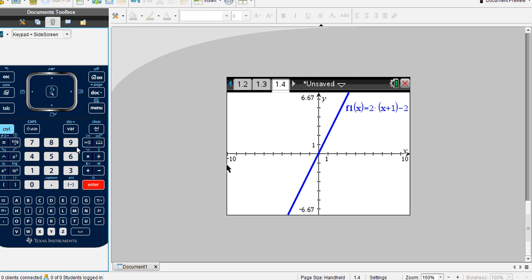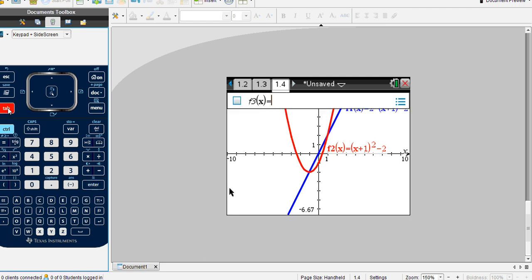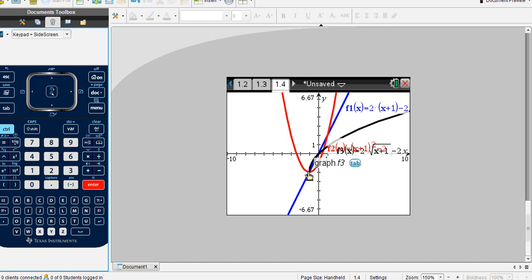What is the range of that? It looks like that range is all real numbers. Next, we go to tab, put a second equation: quantity x plus 1 squared, and then we subtract 2. So you see the range, this red one, this quadratic function is not the same. So let's go look at that third function. We have h of x equals 2 times the square root of x plus 1, and we come outside and subtract 2, and there we have it. I don't know if you see this black one here. Those last two, g of x and h of x, are the same.